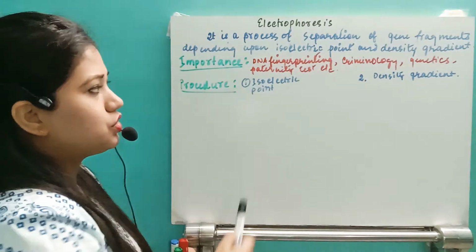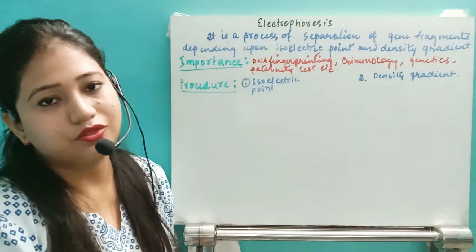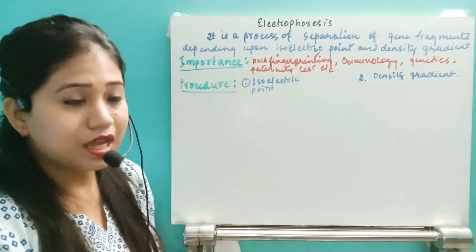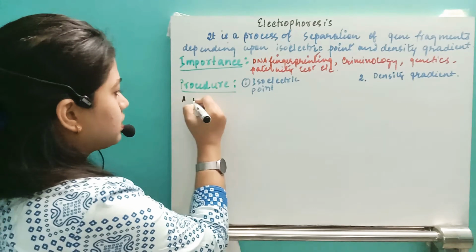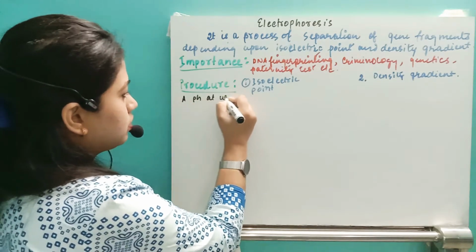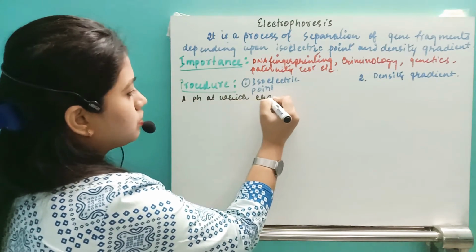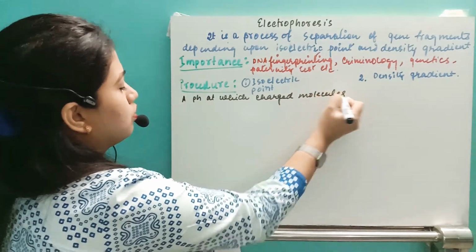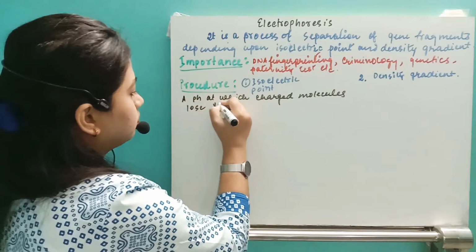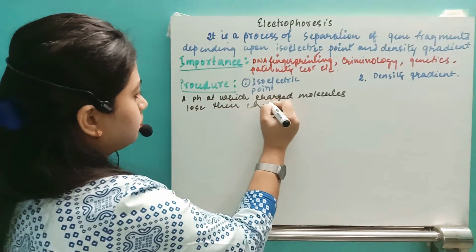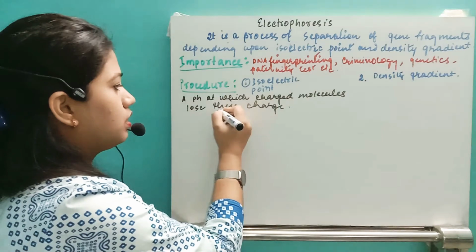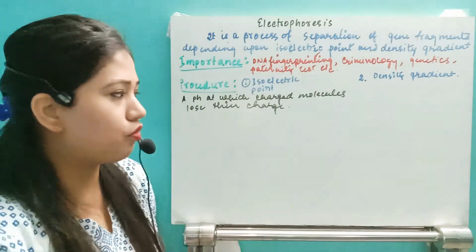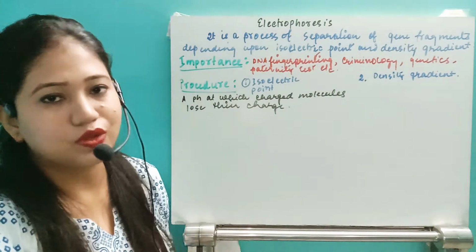First of all, the procedure. See, this is isoelectric point. So what is isoelectric point or isoelectric focusing? It's actually a pH at which charged molecules lose their charge. They don't actually start to move after they are focused. So that is known as the isoelectric focusing.